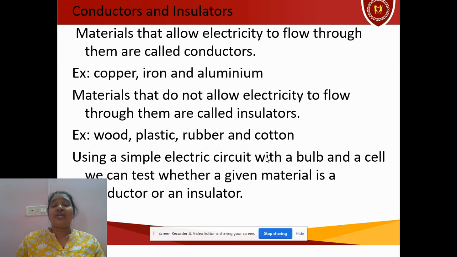Using a simple electric circuit with a bulb and a cell, we can test whether a given material is a conductor or an insulator. Okay, you can make a small circuit with the help of a bulb and a cell, and you can take any other object like copper and attach it. If the bulb glows, it is a conductor. If you keep rubber and test it, the bulb will not glow, which means it is an insulator.